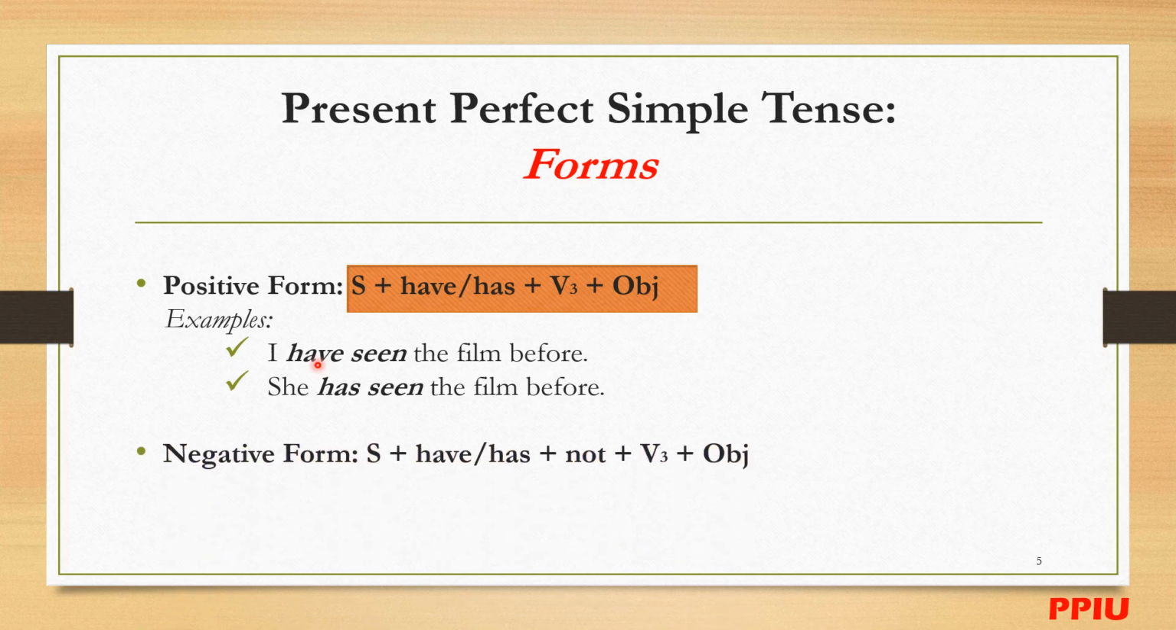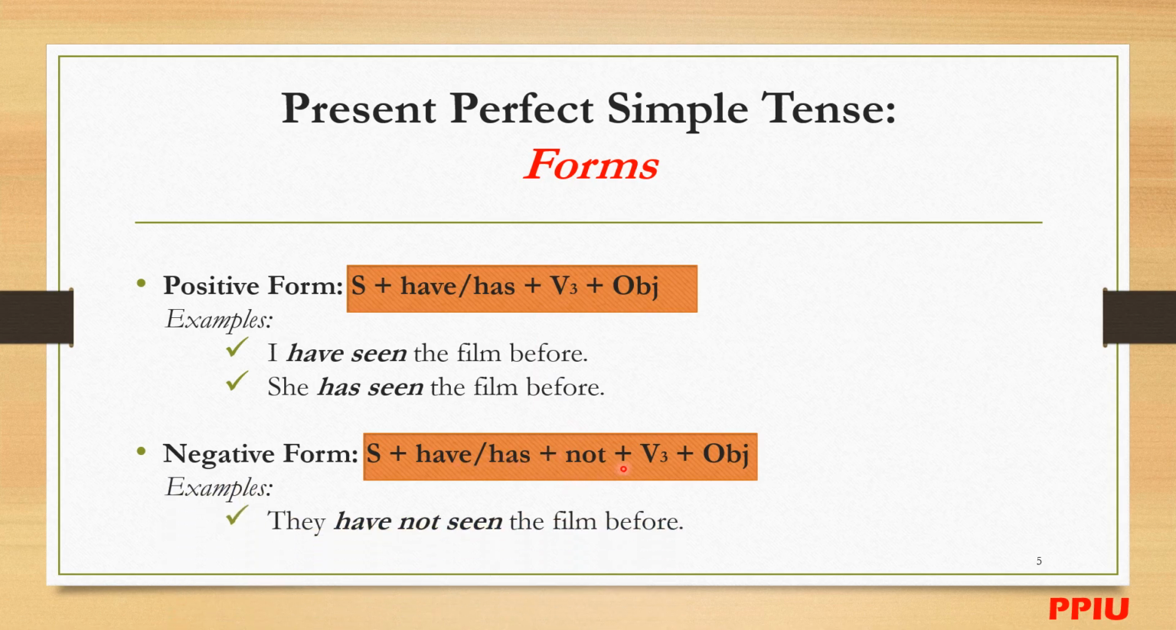Okay, let's see the negative form. It's the same thing. What is the difference? We just add not after have or has. You can look at this example. They have not seen the film before. So they is the subject, have is have, not is not, seen is verb 3, or you can call it participle, and the film is an object, before is the time expression here.